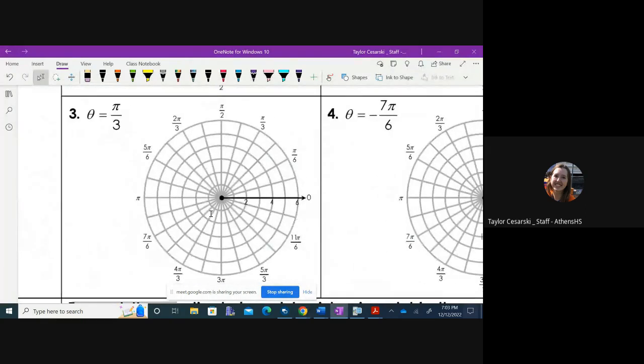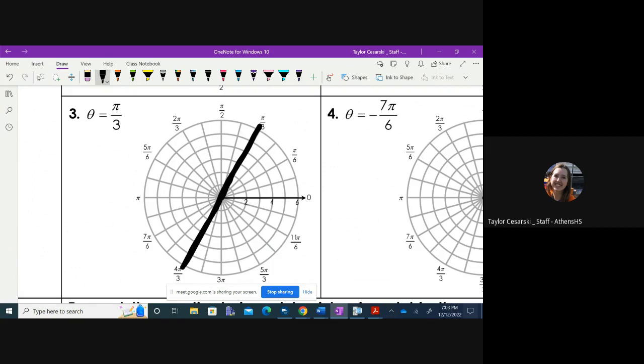Next, theta equals pi over 3. So that's an angle. So that's just going to be this line right here at pi over 3. But we want to be careful. r could technically be negative, so I could also be going backwards, so it's this whole line here.